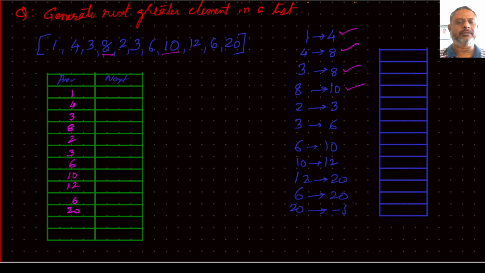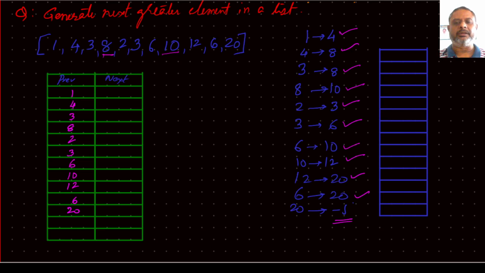Till 10, no chance. From 2, the immediate next element 3 is greater. For 3, the next element 6 is greater. For 6, the next element 10 is greater. For 10, the next element 12 is greater. And for 12, 6 is not the greater element, so it continues and goes to 20. So for 12, 20 is the next greater element. And for 6, of course, 20 is the next element. And 20 being the end of the list, the next element of 20 is represented by null or numerically -1.